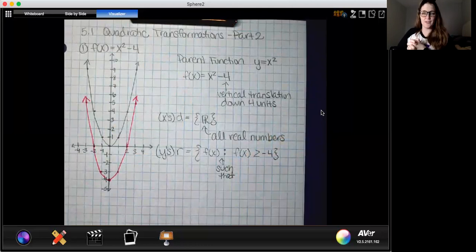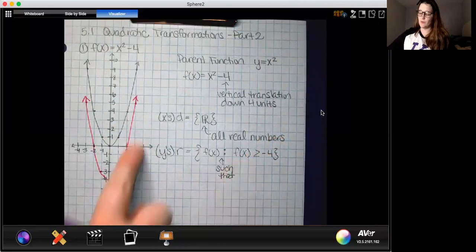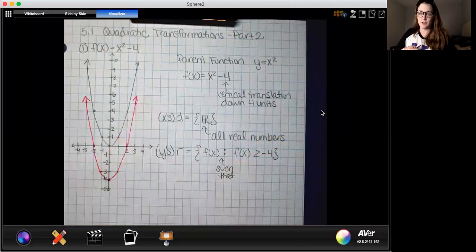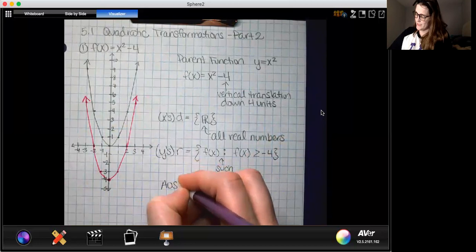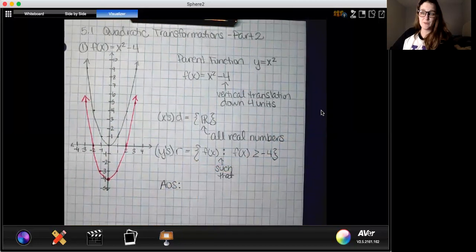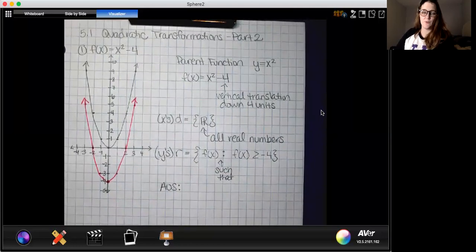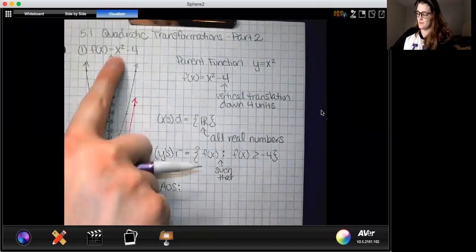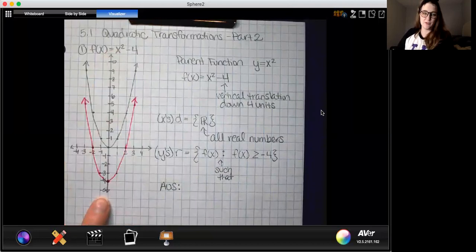So that is our domain and our range. All our f of x or y values are going to be greater than or equal to -4. Okay, last but not least, we have our axis of symmetry, which you can shorthand as AOS. Remember, that is the line of symmetry going through the vertex of your graph. So therefore, that line would be x equals 0.